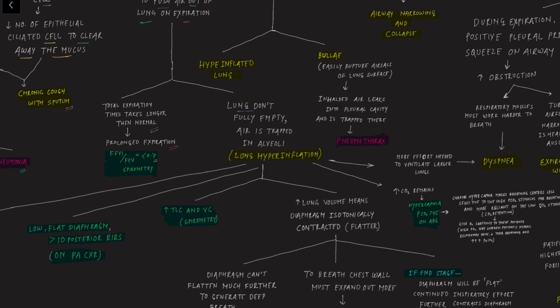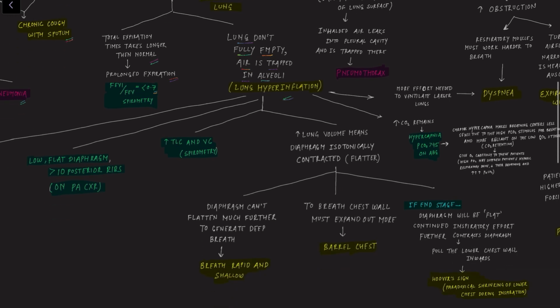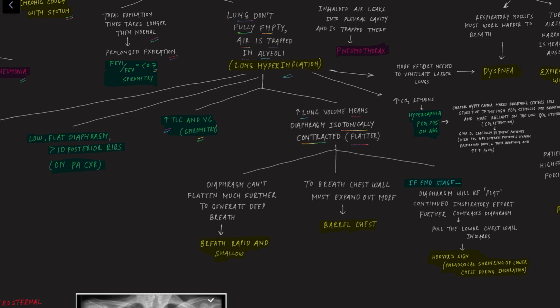The lung does not fully empty, air is trapped in the alveoli, causing lung hyperinflation, so total lung capacity and vital capacity increase on spirometry. Larger lung volume means the diaphragm is isotonically contracted and flatter. The diaphragm does not flatten much further to generate a deep breath, so the patient presents with rapid, shallow breaths.